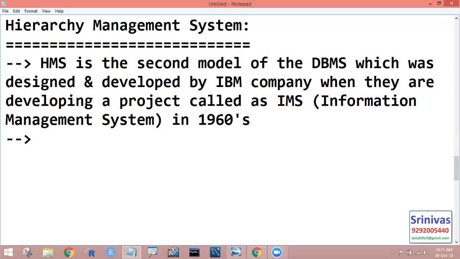See, in the file management system, the data is stored in a sequential manner, right? Here, in this hierarchy management system, whatever data we have, we store in the form of a tree structure. Tree structure means in a level manner we are going to store. How is the tree structure represented? It is root level, parent level, child level, leaf level, like that.